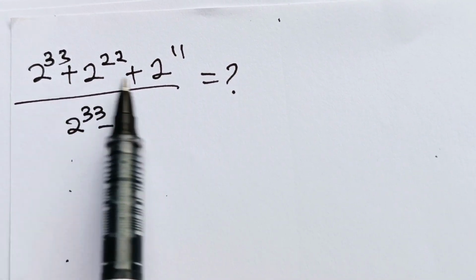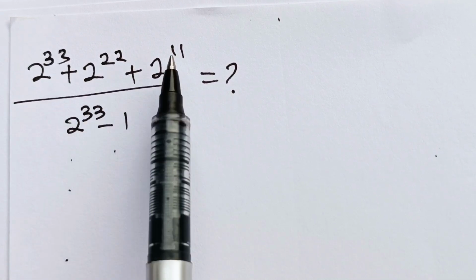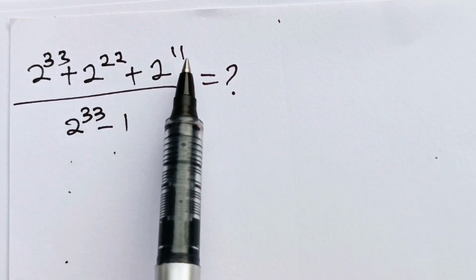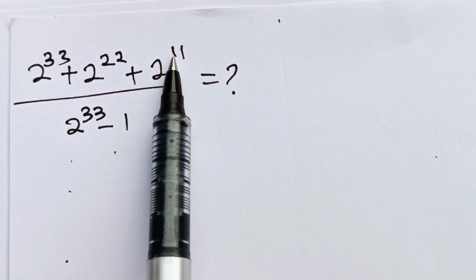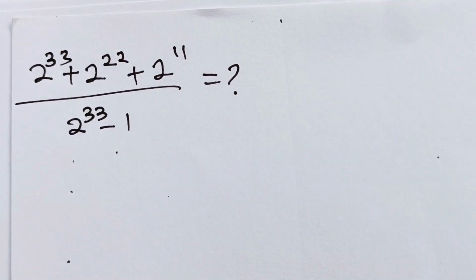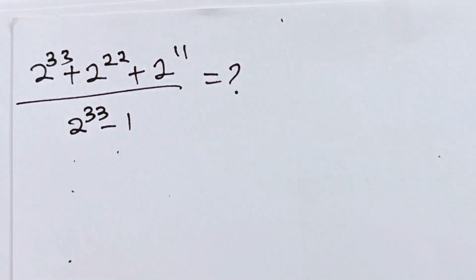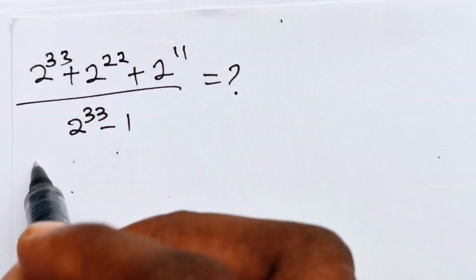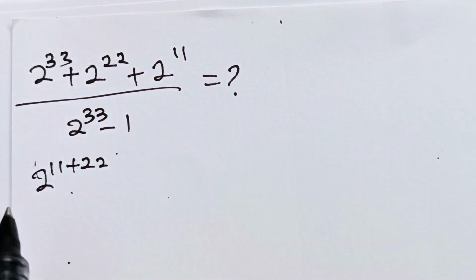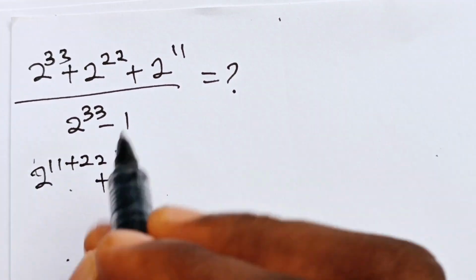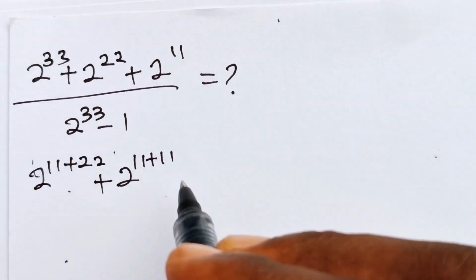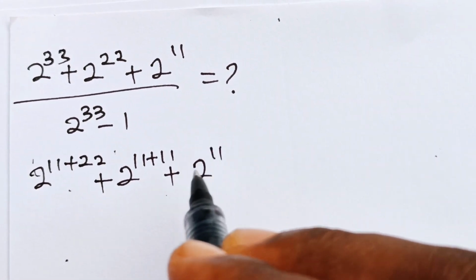When you look at the numerator, the lowest power we have there is 11. So we are going to manipulate all these powers in terms of 11. That is the first thing we should do. How do we manipulate this 33 in terms of 11? We can write 33 as 11 plus 22, right? So we write 2 to the power of 11 plus 22. Plus, this is the same thing as 2 to the power of 11 plus 11 plus 2 to the power of 11.